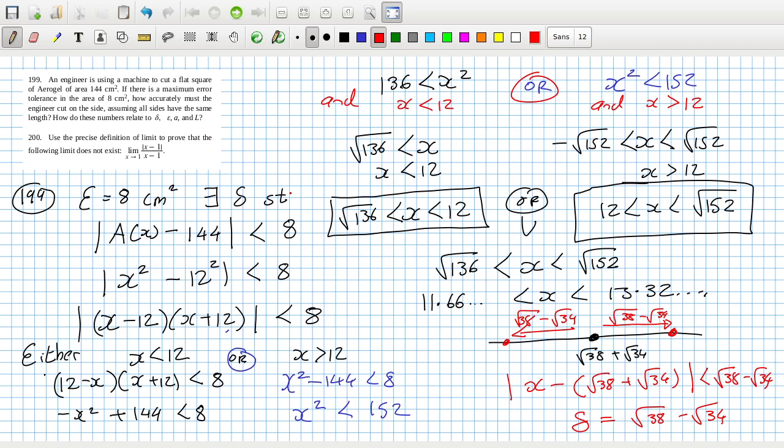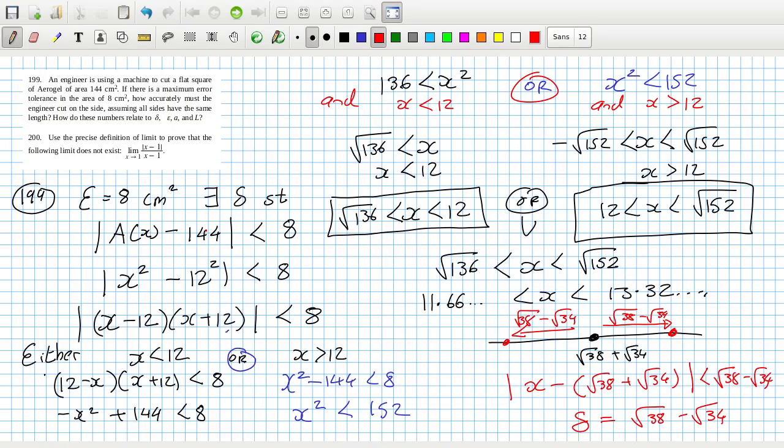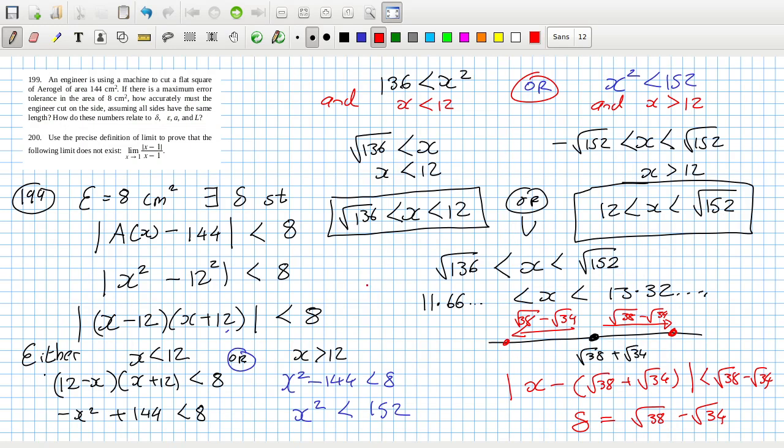Yeah. Let's see, root 38 minus root 34. Yep, 0.333. The only thing I'm disagreeing on here, no, not even the A. And I am disagreeing on the A. The L, yeah, it's only the A I'm disagreeing on.